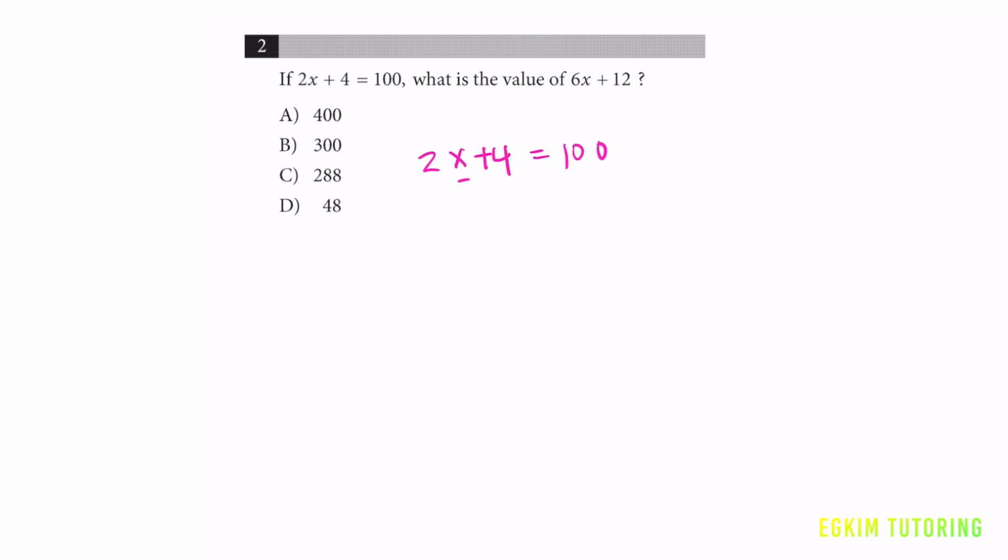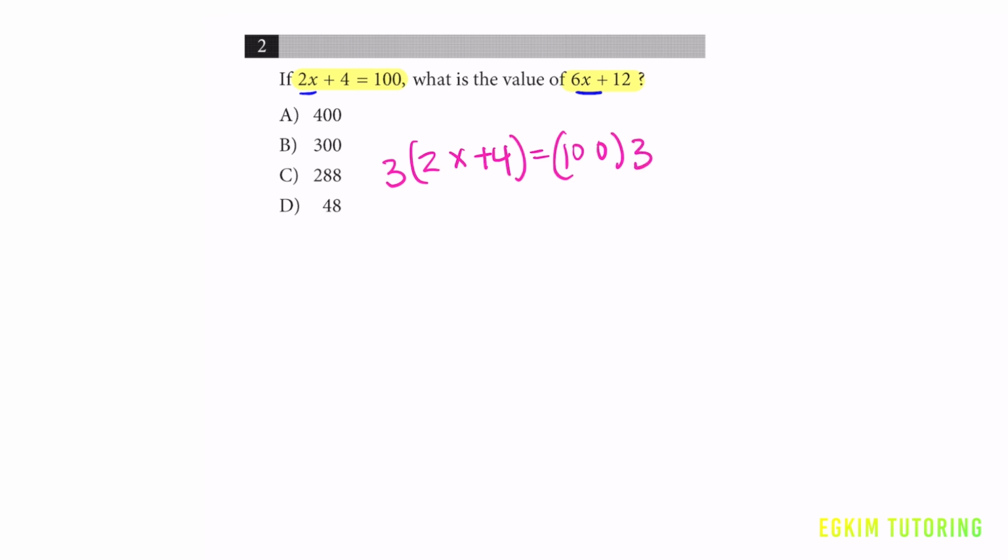So one strategy is to take the original equation and see if you can manipulate it so it looks like the equation that they want. If you notice the 2x, you can multiply this by 3 and get 6x. So let's see what happens if you take the original equation and multiply each side by 3.